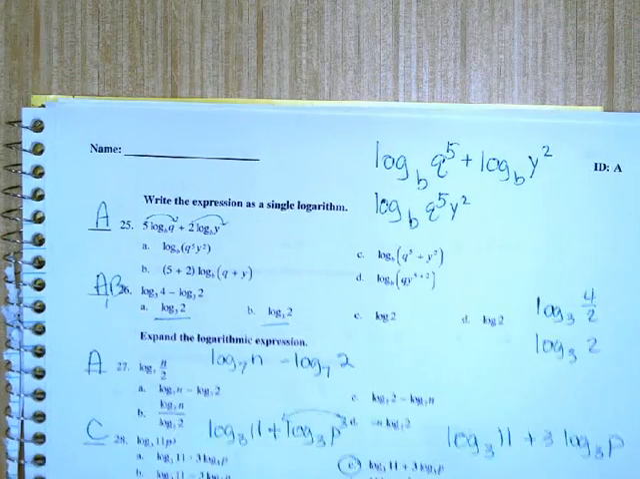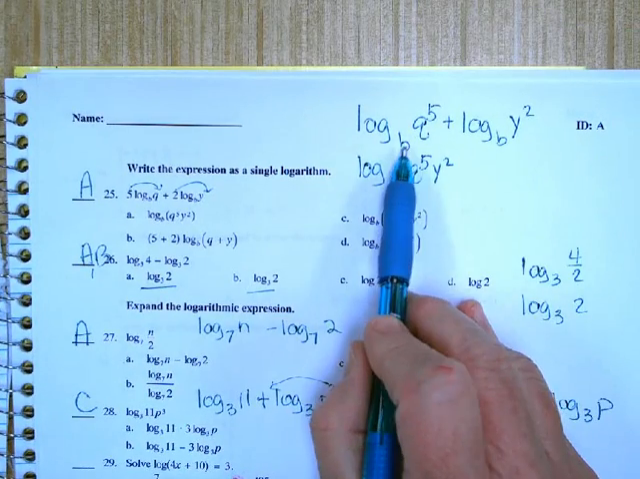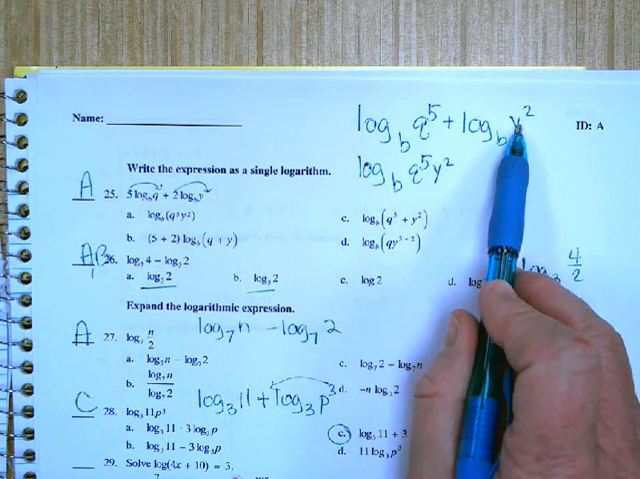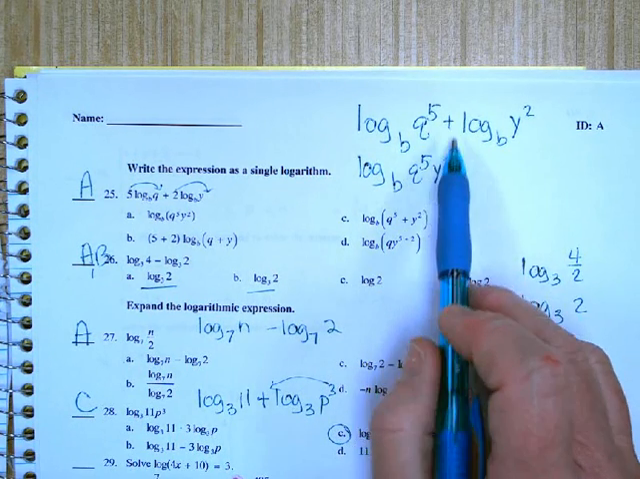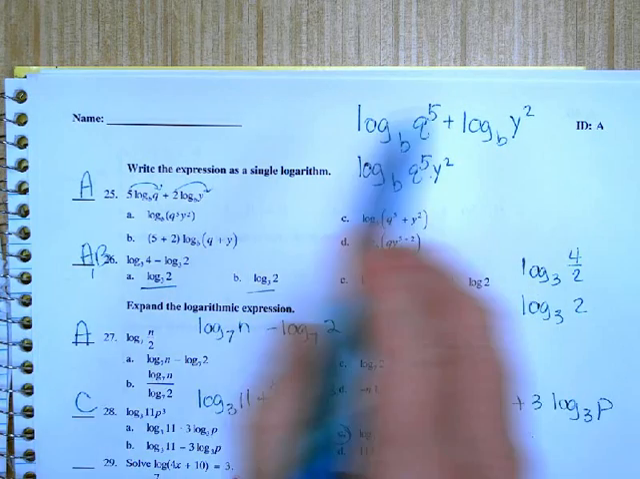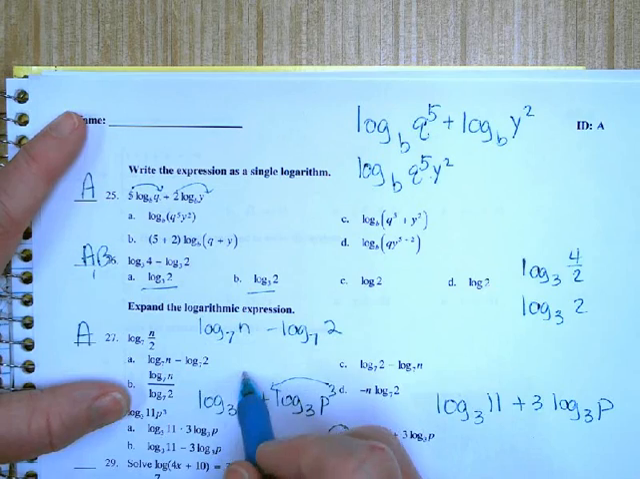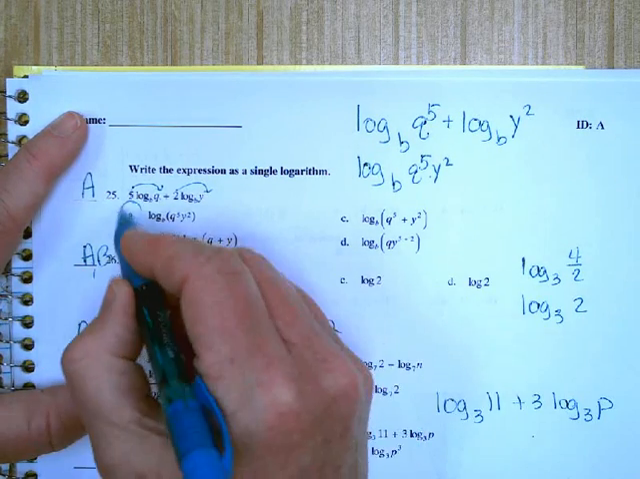25, write the expression as a single logarithm. Here it's worked out here. Log base b of q to the 5th plus log base b of y squared. Addition translates into multiplication. The first thing we did was we put the 5 back on the q and the 2 back on the y. That is answer choice A.